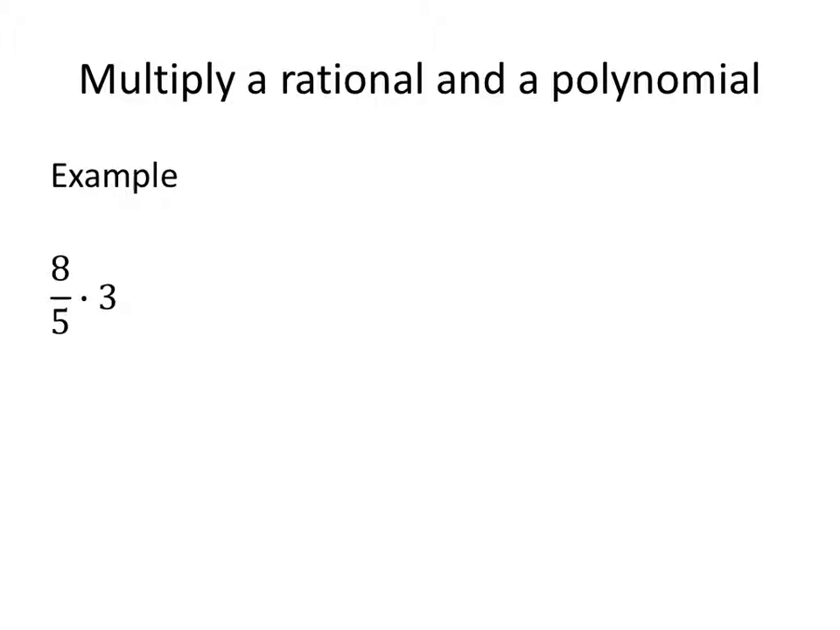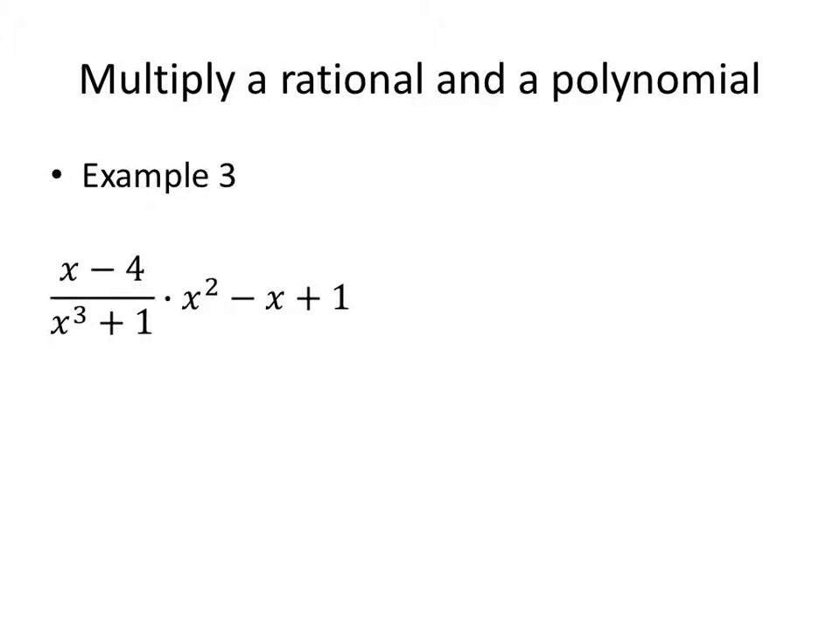Alright, this one. Looking at what happens when you take a fraction times a whole number. So we remember that we take the whole number and we put it over 1. We take tops times tops, bottoms times bottoms. So we get 24 over 5. So we're going to apply that same philosophy to this next problem. First thing, we put this whole polynomial over 1.